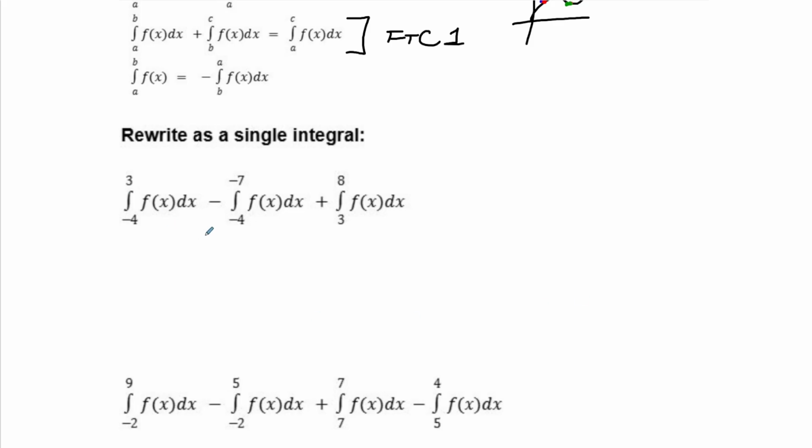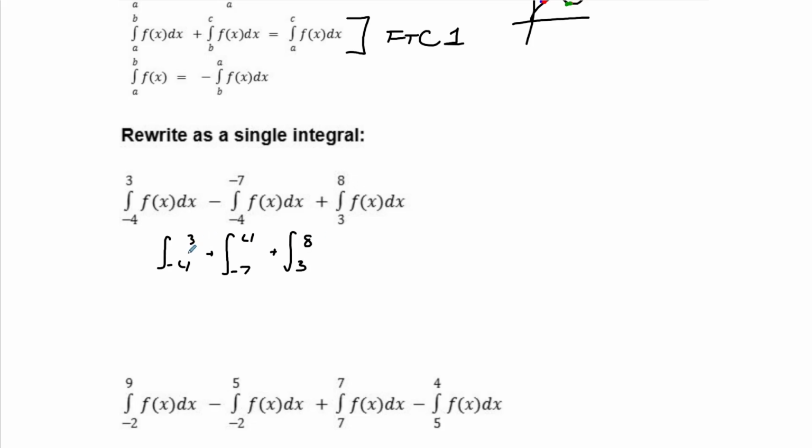So we have the integral from negative 4 to 3 of f of x dx minus the integral from negative 4 to 7 of f of x dx plus the integral from 3 to 8 of f of x dx, right? So here's what we're going to do. We are going to write this as the integral from negative 4 to 3 plus, we're going to change the sign of this, the integral from negative 7 to 4, and then plus the integral from 3 to 8.